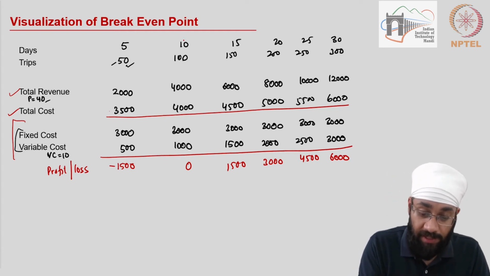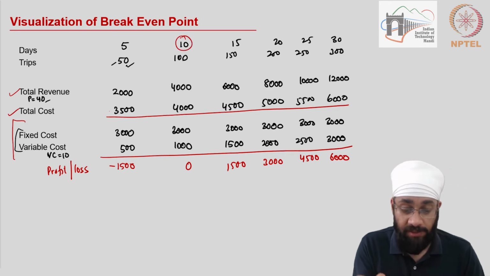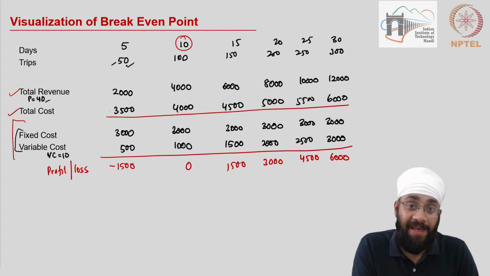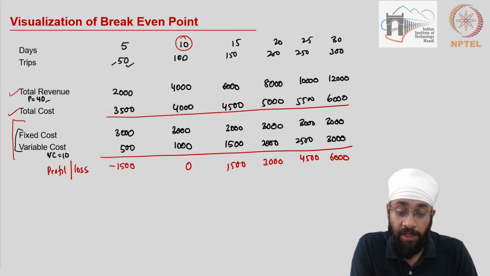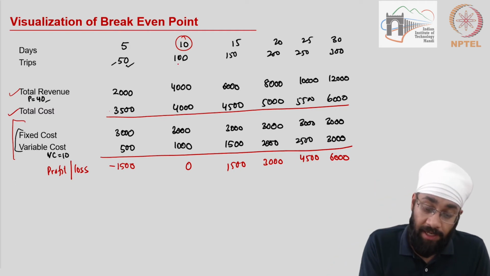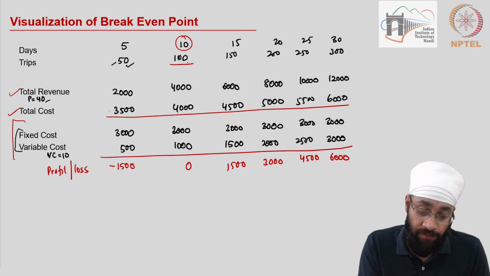Now, clearly, we see that this is 10 days a month. One third of the month is how much this person needs to work in order to start making money. So he should do the 11th day and then he'll start making money actually. And number of trips are 100. So 50 trips.